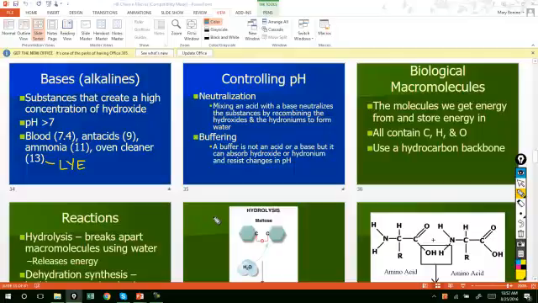Understanding how acids and bases work in chemistry is a big part of how we regulate the chemistry of our bodies. One system that you can use to control pH is called neutralization, where you mix an acid and a base, and what you get is water and salt. And this is very predictable, that if you mix an acid and a base, you'll get water and salt.